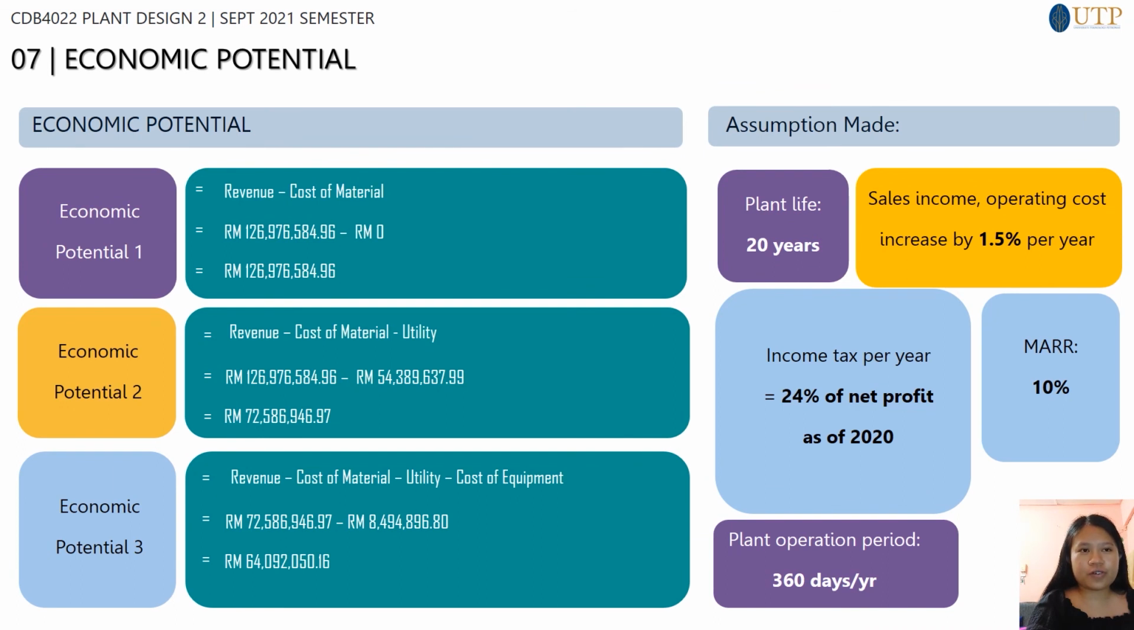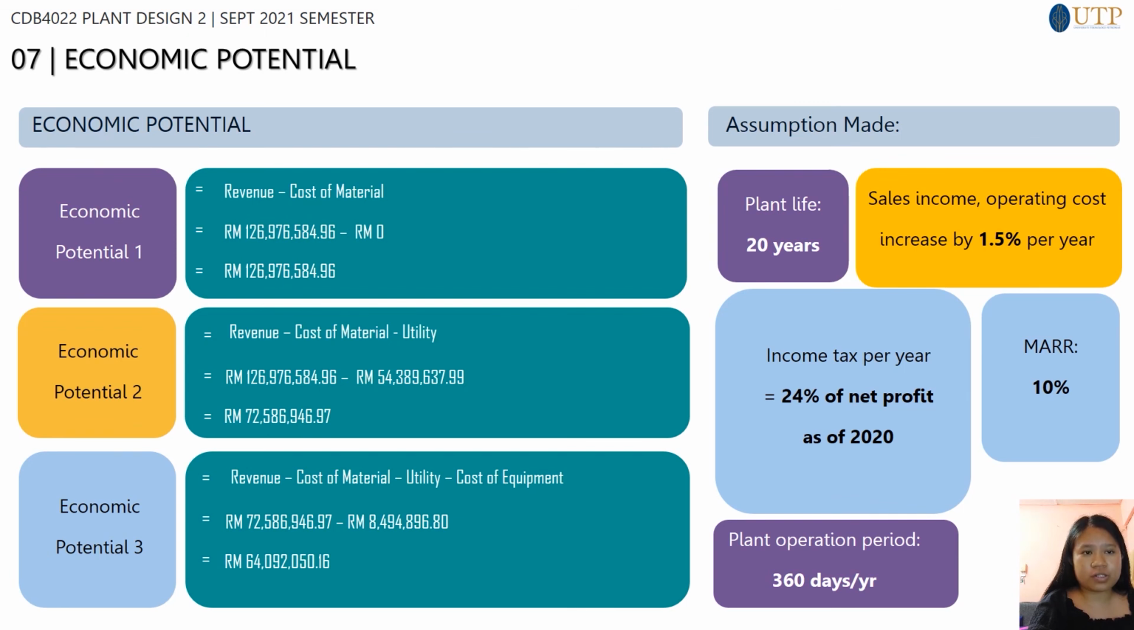Economic evaluation is very important to ensure the plant will be worth the investment or otherwise. In this section, many sophisticated economic evaluation methods are conducted to test the feasibility of this project. Below are some important assumptions made for this economic evaluation. The plant life is assumed to be 20 years, where it operates for 360 days in a year. The minimum rate of return is assumed to be 10%. Sales income, operating costs, and other costs are assumed to increase by 1.5% each year. Finally, income tax is 24% of the net profit as of year 2022.